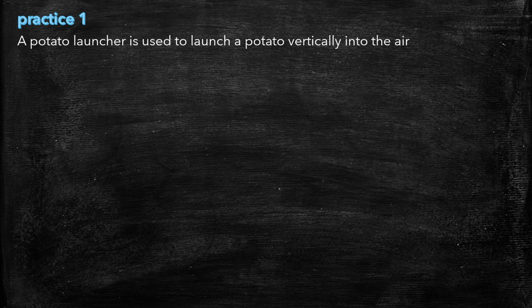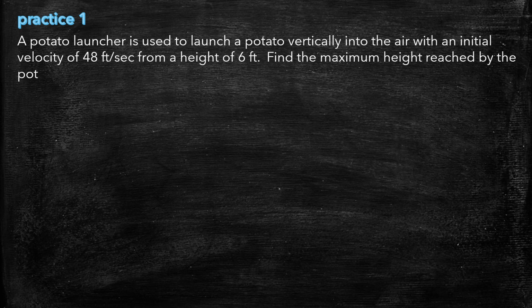So we're going to kick this off with a real-world practice problem. A potato is launched vertically into the air with initial velocity of 48 feet per second from a height of 6 feet. And we are going to find the maximum height reached by the potato using only calculus. So you may have seen this type of problem in physics before, and what you're about to see now is kind of how the formulas that you use in physics are derived. So yay, calculus. Here we go.